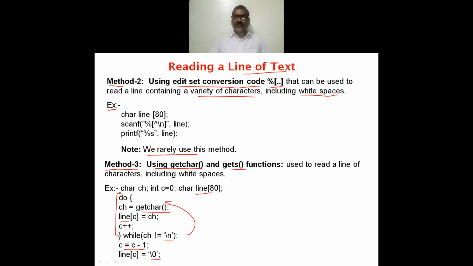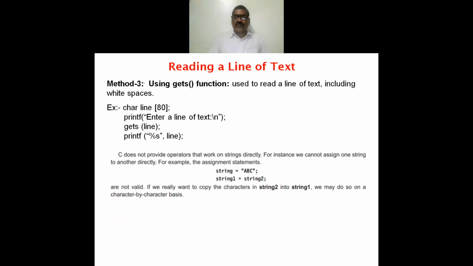until a new line character is used by using the getChar function. And then coming to another function, the gets function. This gets function is used to read a line of text including white space characters. So char line of 80, enter a line of text, gets of line. Here in gets of line, we are not making use of any format string specifier. So that is the reason it is called an unformatted input function.